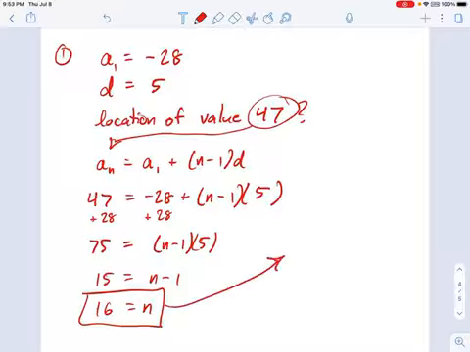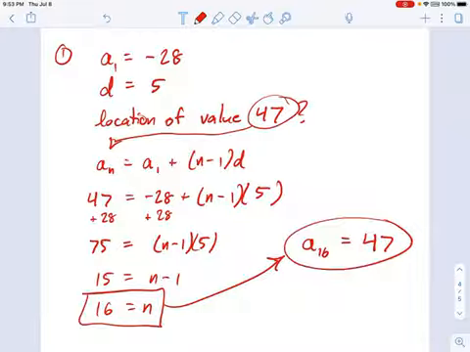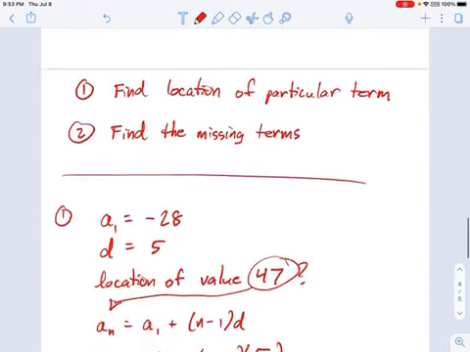So in other words, what that means is a16 equals, not 75. A16 equals negative 28. No, that's number 1. What was I looking for again? Oh, 47. Clear as day, right? Yeah. 47 is in the sequence. It's the 16th term of the sequence. Okay. Let's try to do better.